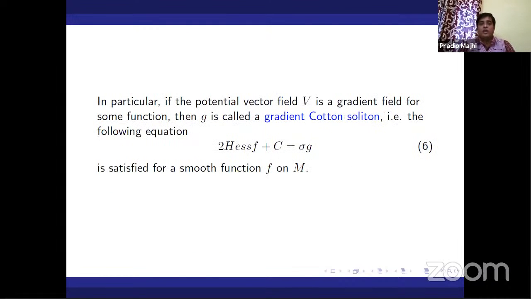Now, in particular, if the potential vector field V is a gradient field for some smooth function, say f, then the equation of the cotton soliton takes this form. In this case, g is said to be a gradient cotton soliton.